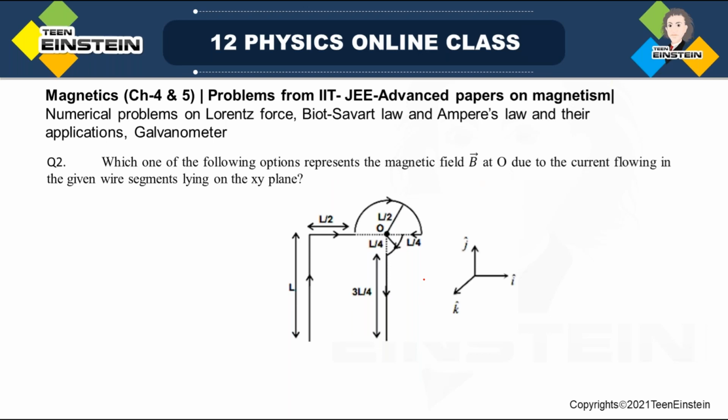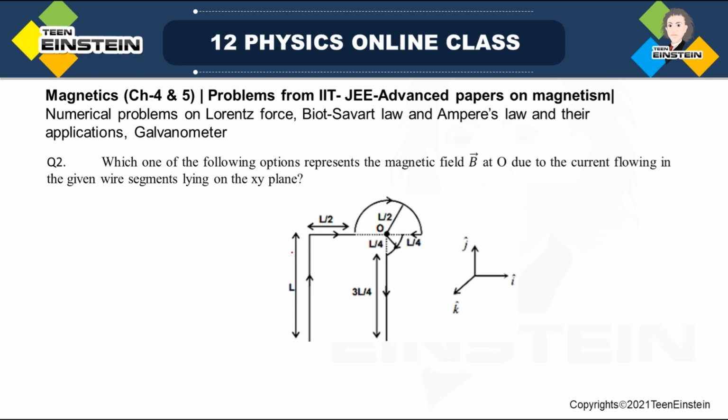Let me just write the options. Okay, let us first read the question itself. Which one of the following options represents the magnetic field B at O due to the current flowing in the given wire segments? Okay, so this is the question. Now we'll see the options.